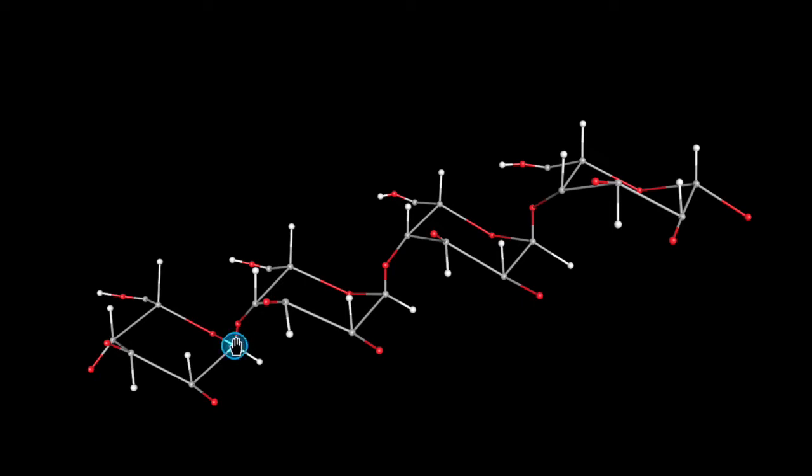Let's take a look right here. Let me see if I can circle it. There we go. There's the glycosidic bond. Let me circle it on this one. See if we can make it a little bit nicer. There we go. There's our glycosidic bond. So let's take a closer look at that.